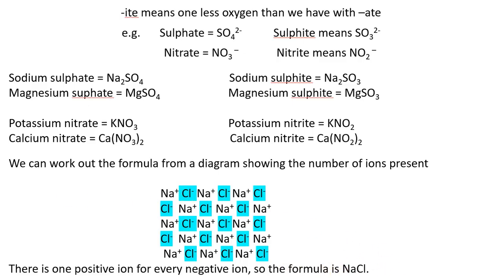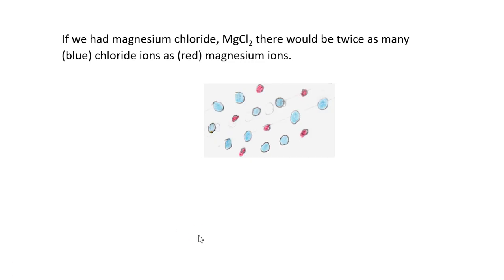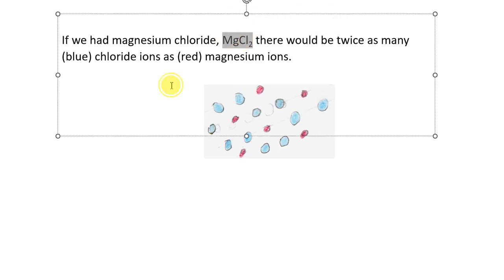A little bit harder to spot, but if I had a diagram like that one, if I'm told in the beginning we had magnesium chloride, MgCl2. Chloride in blue, as we have here, red for magnesium. It's about twice as many blue as red. MgCl2 would then be my formula.